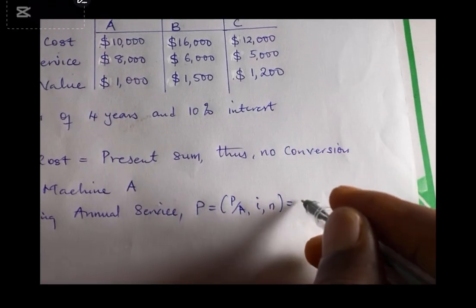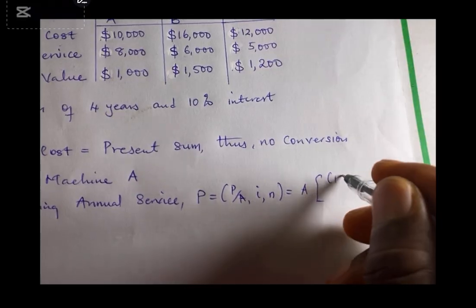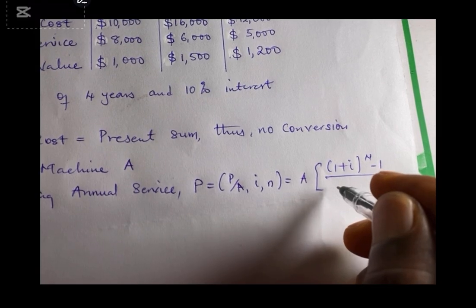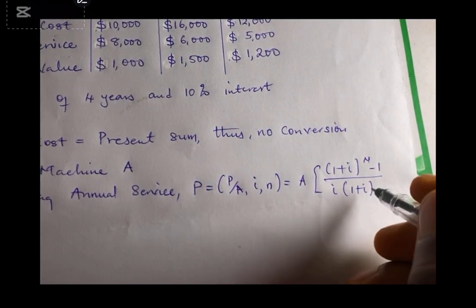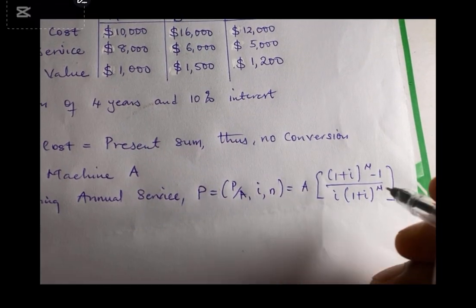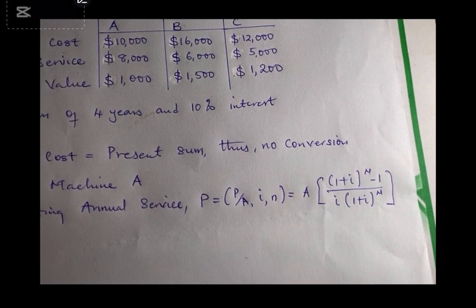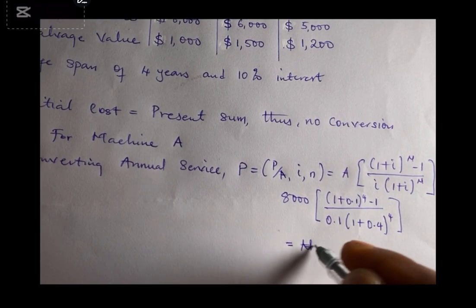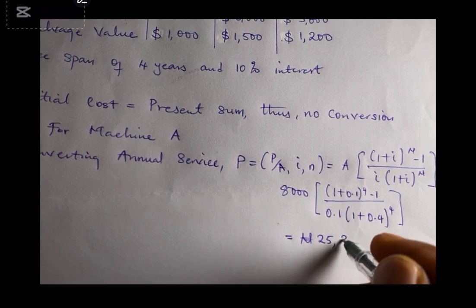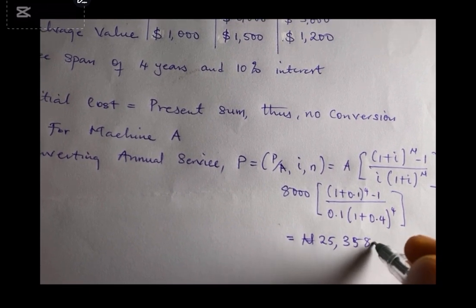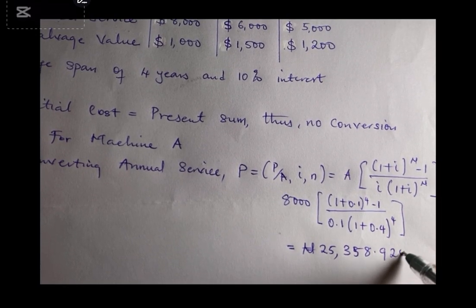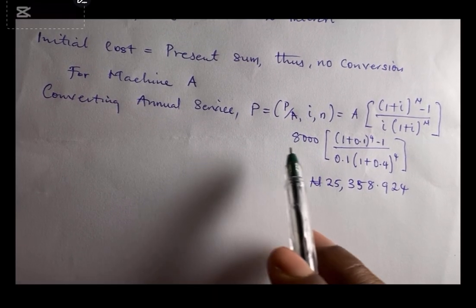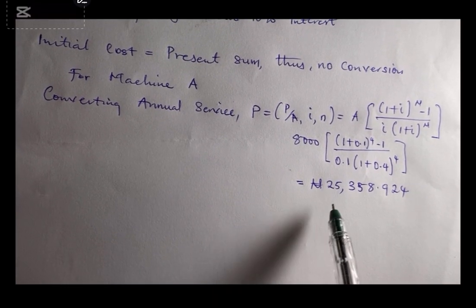which the formula is A into 1 plus i raised to power n minus 1, over i into 1 plus i raised to power n. Substituting our values, now we have 25, 3, 5, 8 point. This is the present worth when the annual service has been converted to its present worth factor.